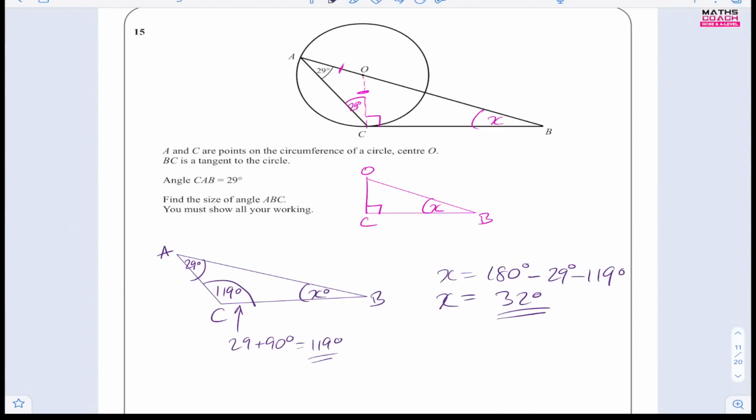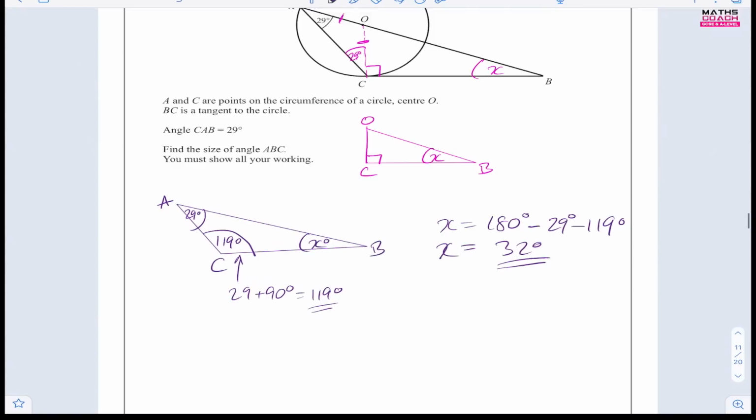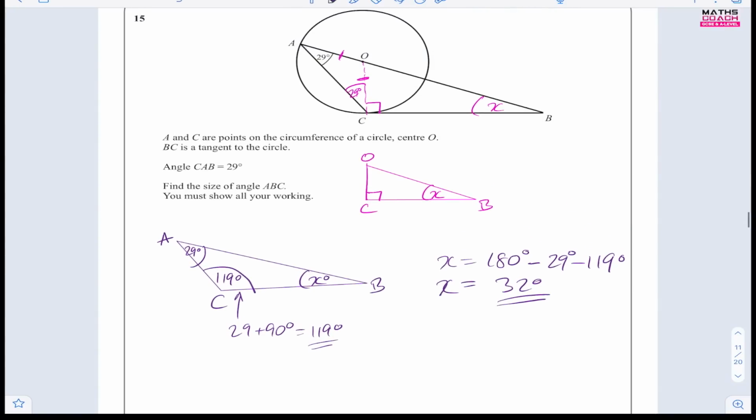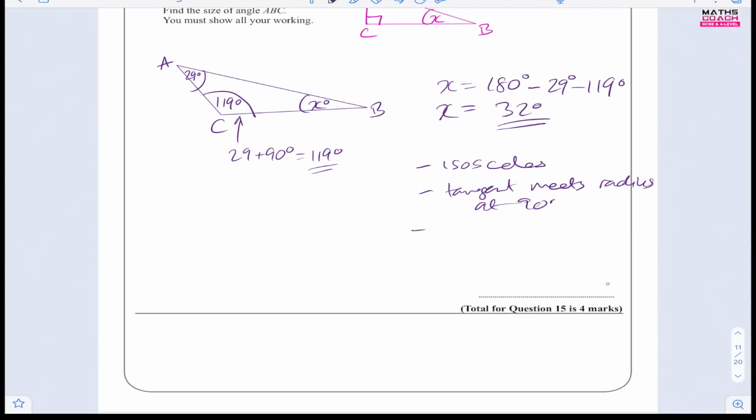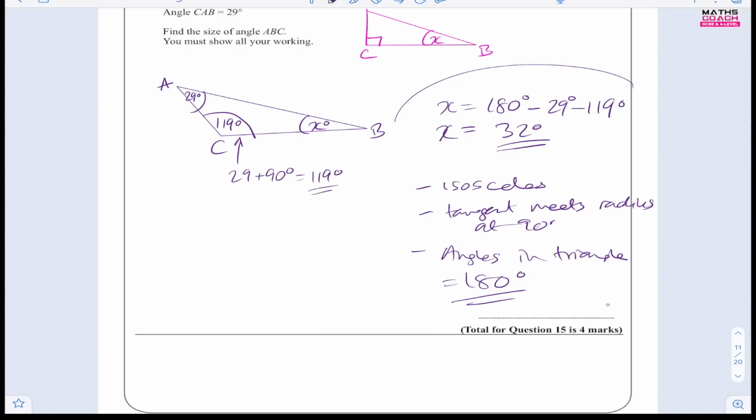Now a question might say to you, give reasons for your answer. This question doesn't say it, but an exam question in the final exam might. So what are the reasons that we have? We have an isosceles triangle. We have a tangent meets the radius at 90 degrees. And we have angles in a triangle equal 180 degrees. So this is our final answer for the angle ABC, and these are our reasons.